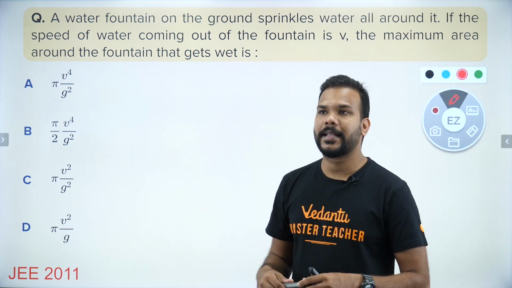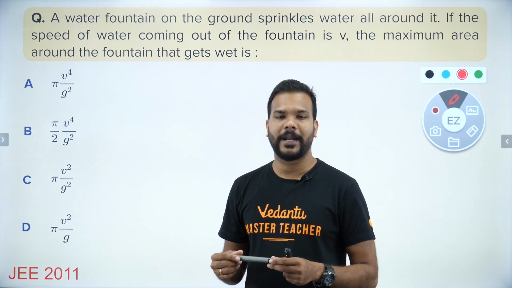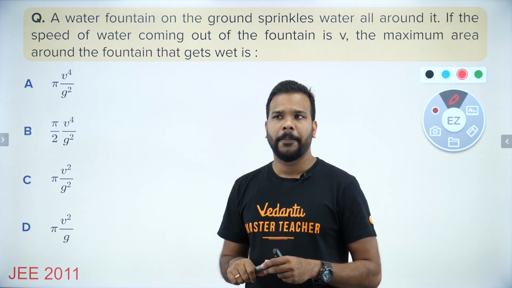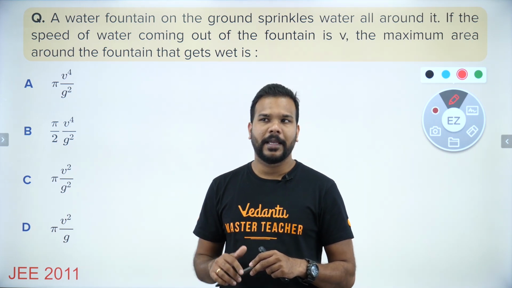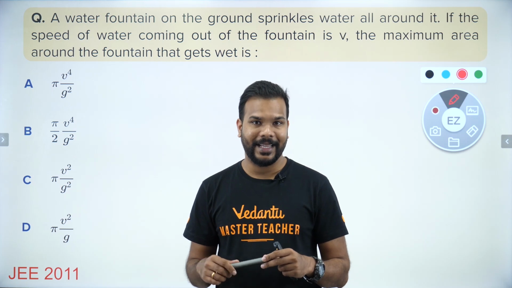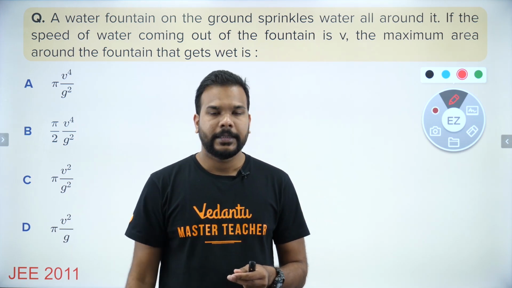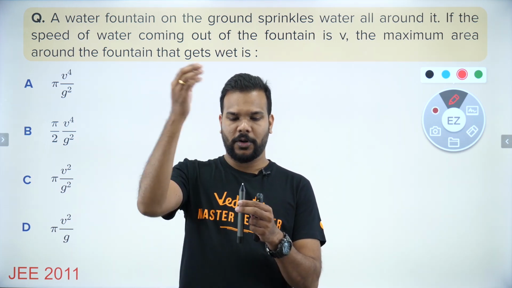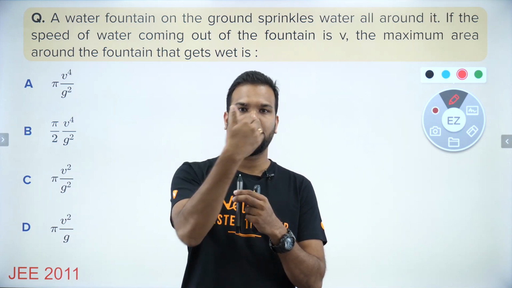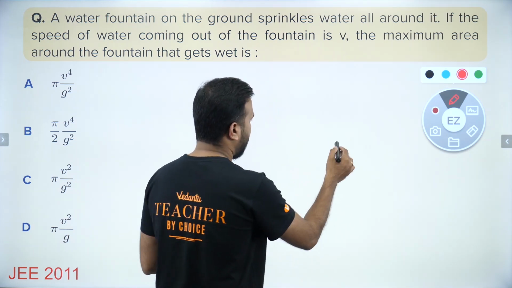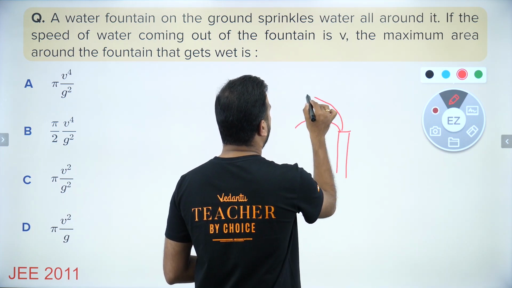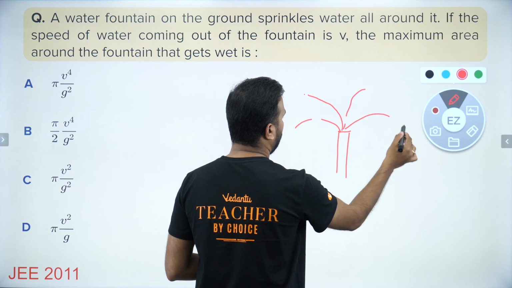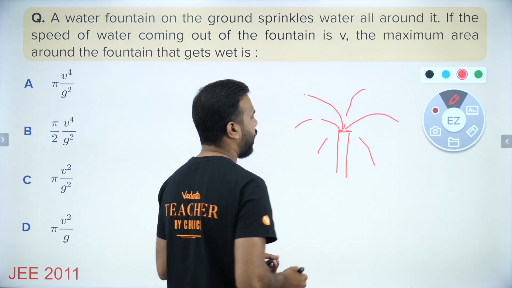if you read it, it says that a water fountain on the ground sprinkles water all around it. So if the speed of water coming out of the fountain is v, then the maximum area around the fountain that gets wet is. Means what, guys? Say the water is coming out of this fountain in all possible directions. Okay, let me try to draw this. So this is how the water is going in all possible directions.